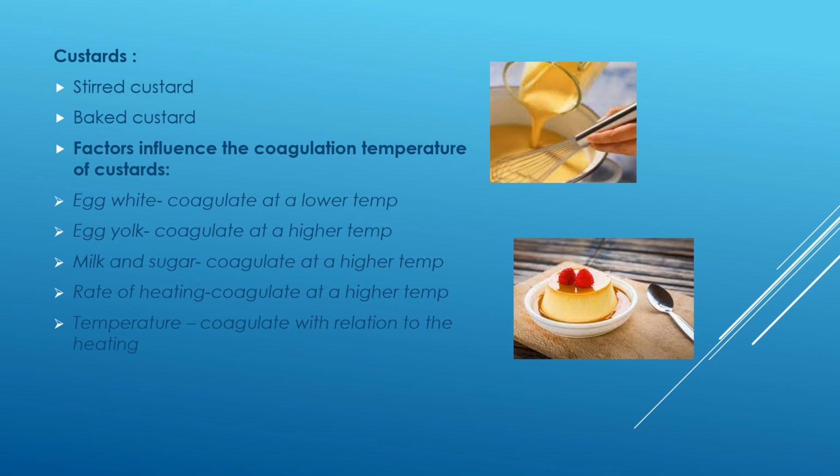The rate of heating also affects the coagulation. As the rate of heating increases, the coagulation temperature required is higher. Temperature in relation to the heating does affect the coagulation temperature of custards. The rate of heating along with the appropriate temperature also affects how the custard is going to coagulate.